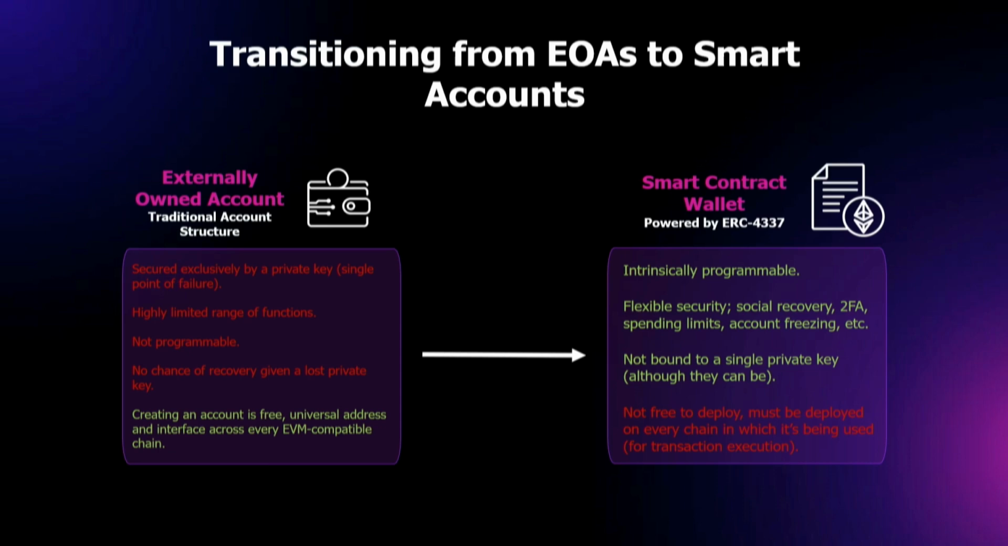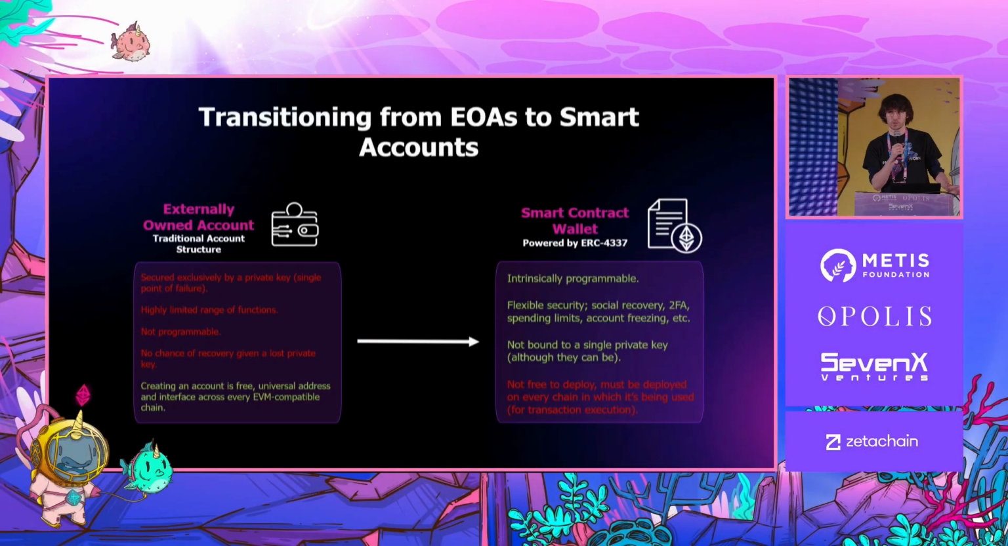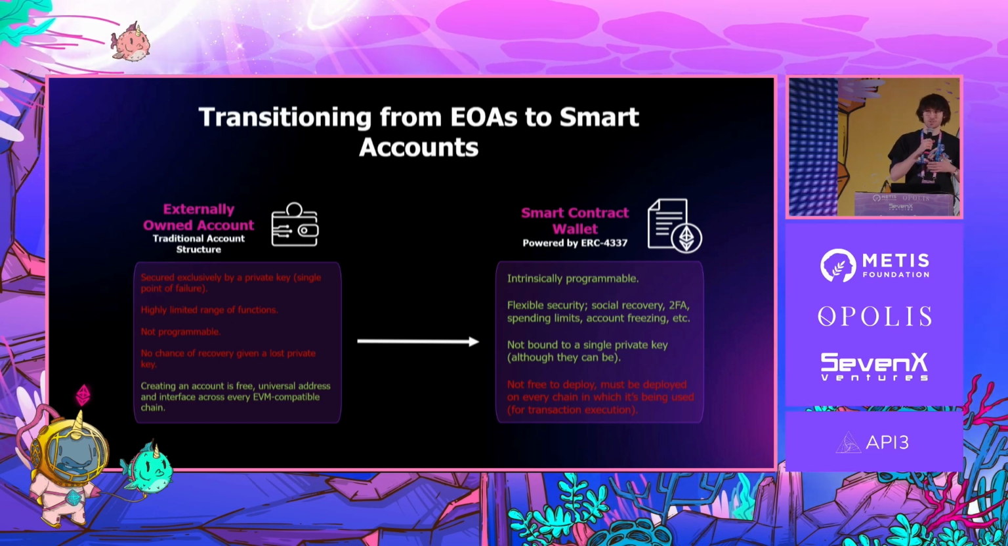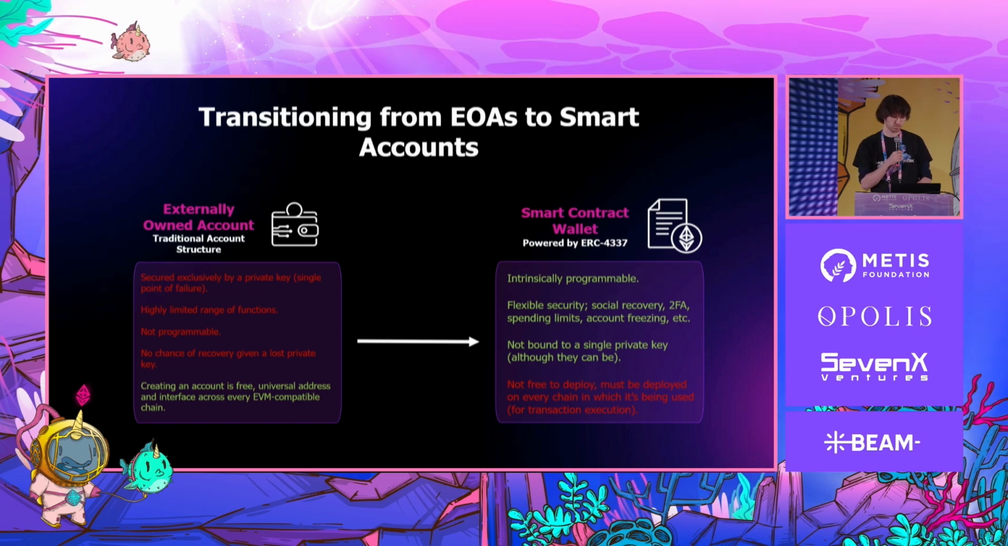Additionally, beyond just the security implications of using an account with a single point of failure, externally owned accounts also just have a very limited range of functions. They're made for very specific use cases of sending transactions and interacting with contracts, and that's about it. They aren't programmable as a result of this limited range of functionality. And if you lose your private key, if you lose a single point of failure, there's no chance of recovery. Whoever has that private key now, it's their account essentially.